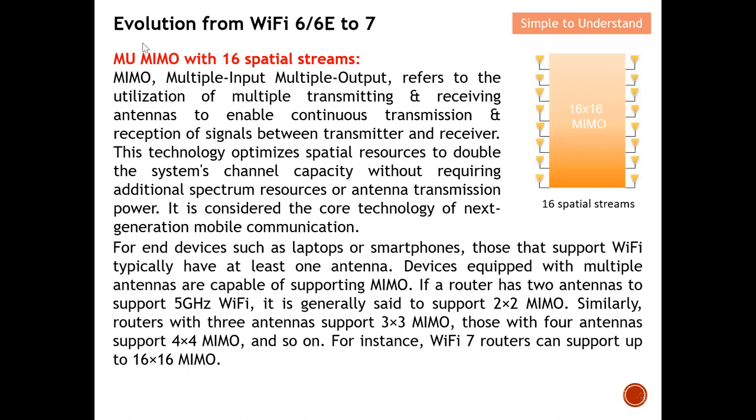Reason number four is on MU-MIMO, which is multiple user, multiple input, multiple output, with 16 antennas. As you can see, this is actually a 16 by 16 MIMO, which means that I'm going to have 16 antennas. MIMO, multiple input, multiple output, refers to the use of multiple transmitting and receiving antennas to enable continuous transmission and reception of signal between transmitter and receiver.